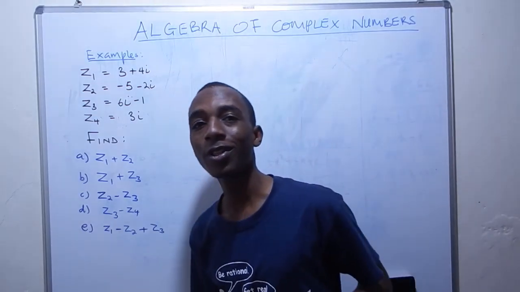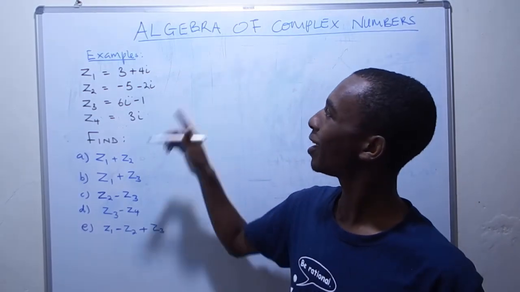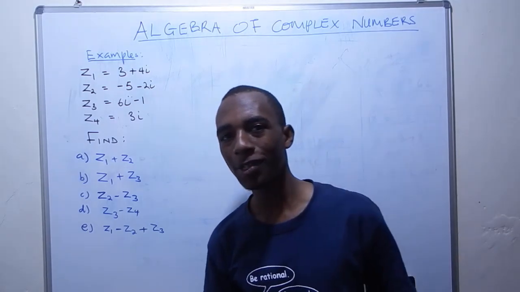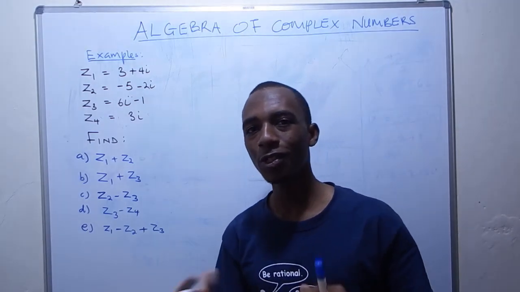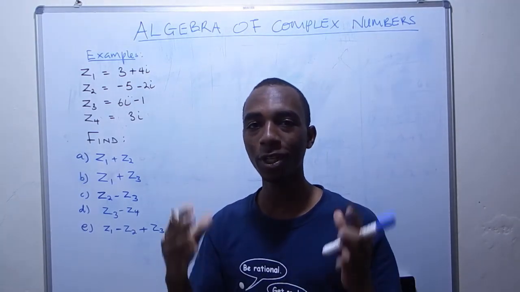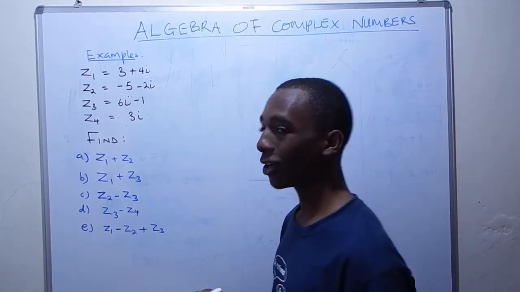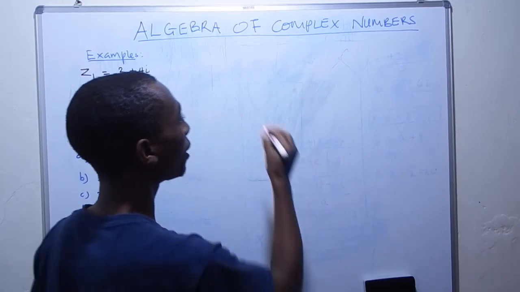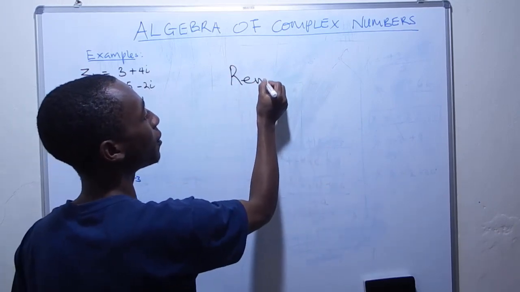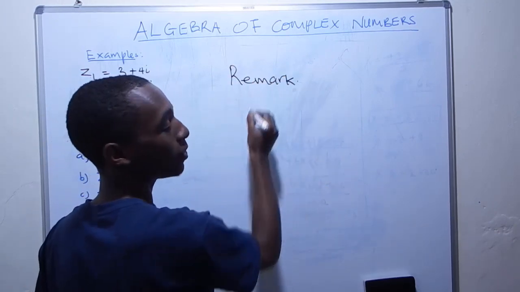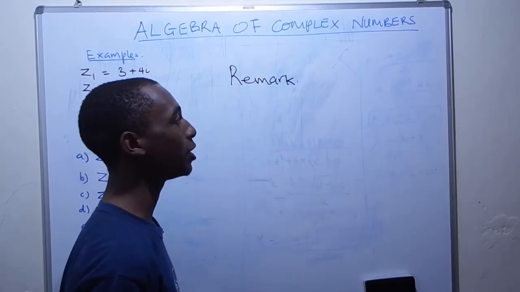So now that we know what complex numbers are, it's time to do some algebra on complex numbers. It's time to do some addition, subtraction, division, and multiplication operations on complex numbers. So I'll begin by showing you this remark here. Okay, so this is going to be very important. We'll begin with subtraction and addition.